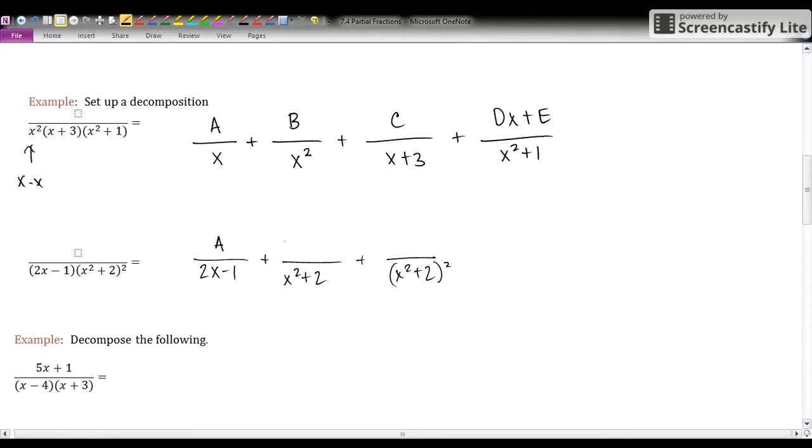Now, these are quadratic, so this needs bx plus c, and this needs dx plus e, I guess would be good choices. And again, we will go through and we will solve for a, b, c, d, and e. Good? All right. Let me ask you a question, and I'll be right back.